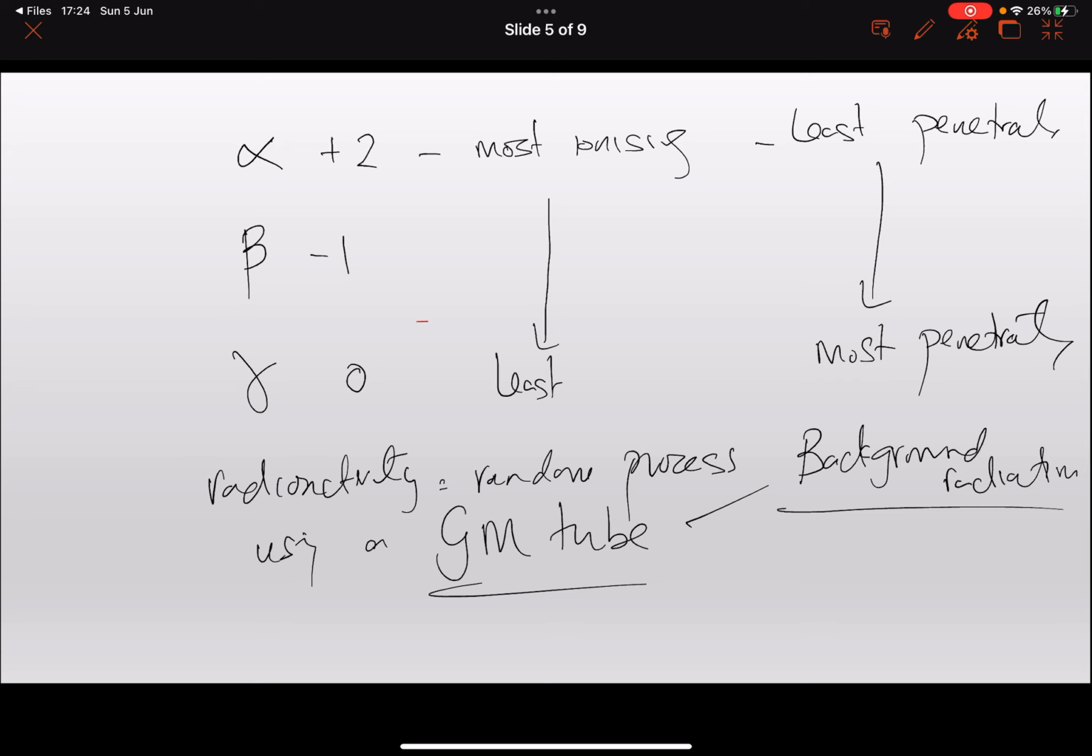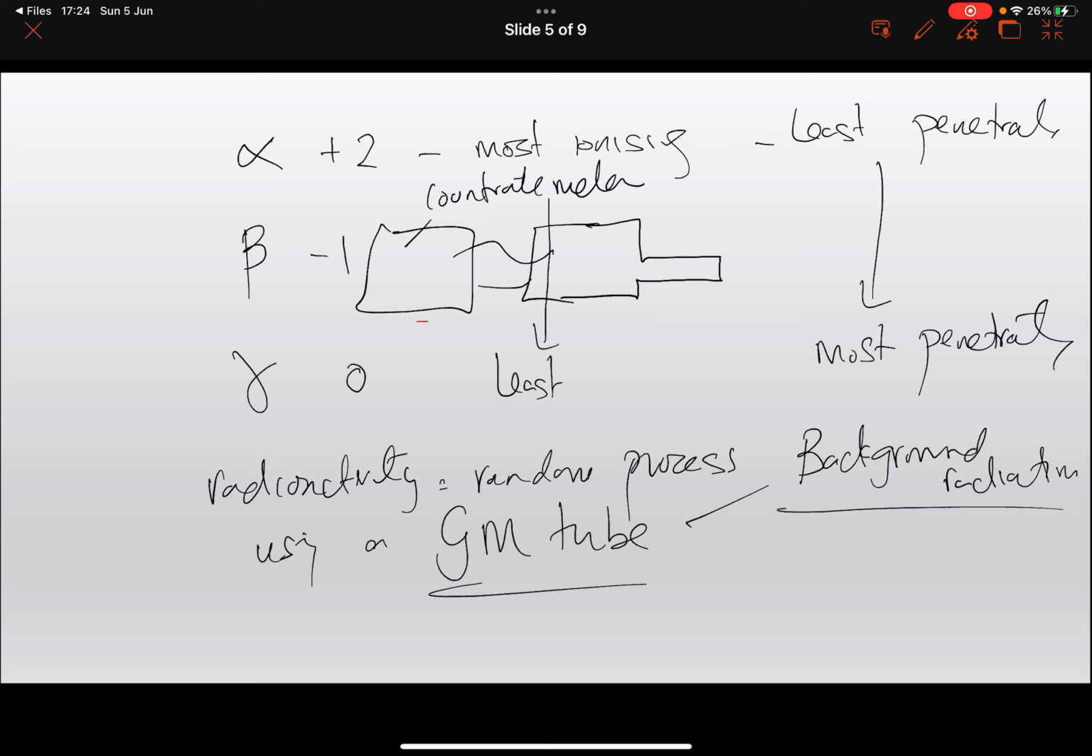So when we measure the radioactivity of a source, we need a Geiger-Müller tube, which looks something like this, and then it's attached to a count rate meter. You will measure background radiation first in a room at 3 or 4 different places, and then take the average.